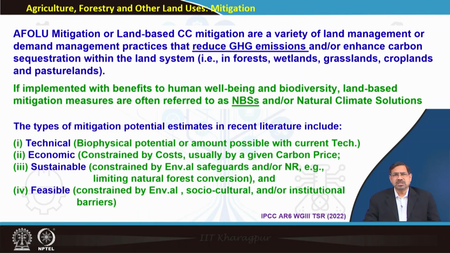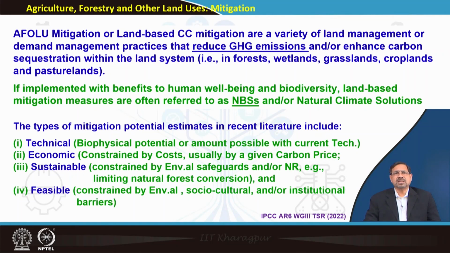So, the types of mitigation potential estimates in recent literature include 4 types. First is technical, then economic, sustainable and feasible. As far as the technical is concerned, we have the biophysical potential, or the amount possible with current technologies available.